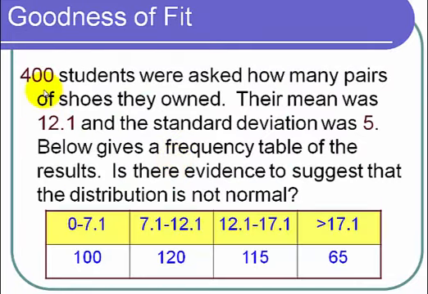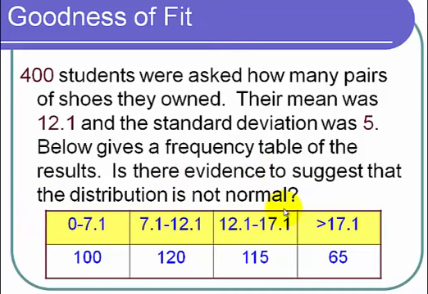So here we have, again, 400 students. We're asked how many pairs of shoes they owned. Their mean was 12.1, and the standard deviation was 5. Below gives a frequency table of the results. Is there evidence to suggest that the distribution is not normal?